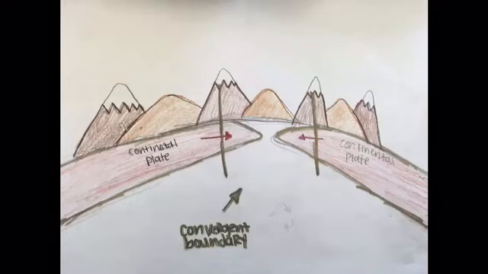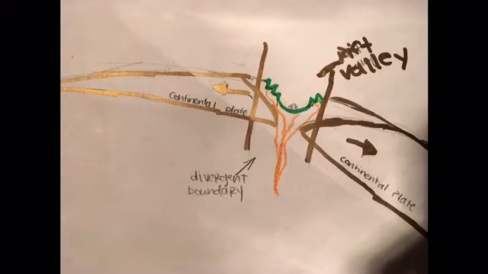A convergent boundary is when two plates come together or converge. When two continental plates collide, neither plate will subduct. Instead, they'll form a mountain. A divergent boundary is when two plates move apart. A deep valley, called a rift valley, forms along the divergent boundary.